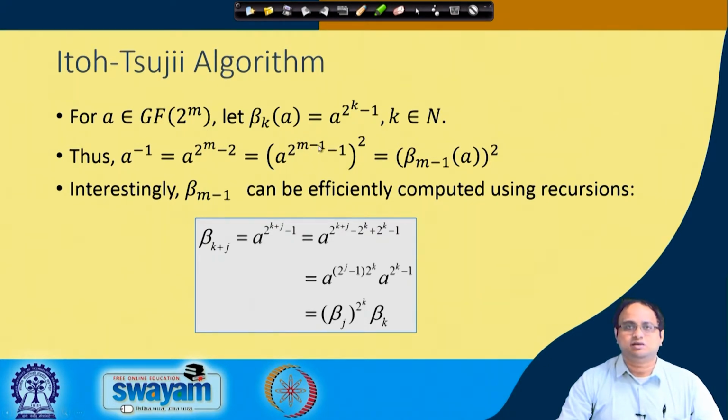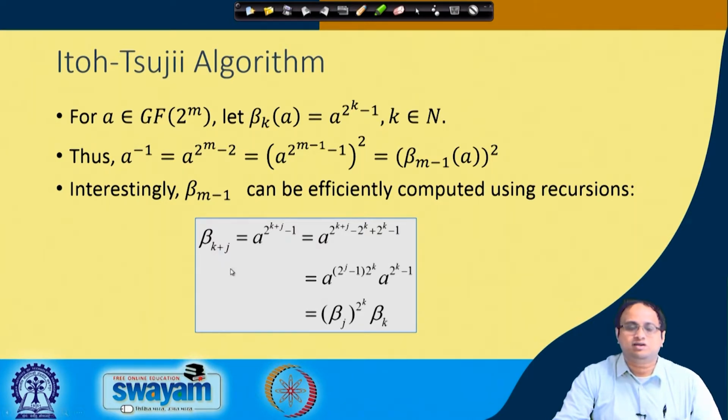So, what is inside the parenthesis? It is nothing but beta m minus 1. Therefore, I need an efficient way to calculate beta m minus 1, and then finally I will square to get the inverse. This beta m minus 1 interestingly can be computed using a nice recursive formulation. I can write beta k plus j, which is some position in the addition chain, and express it in terms of beta k and beta j. Therefore, I derive beta k plus j, a higher beta value, from the smaller beta values, and I can do it efficiently.